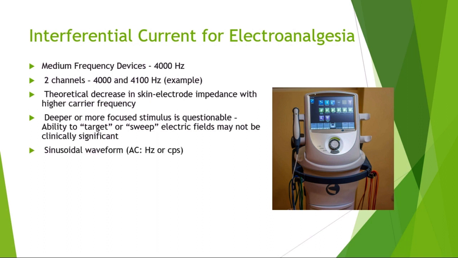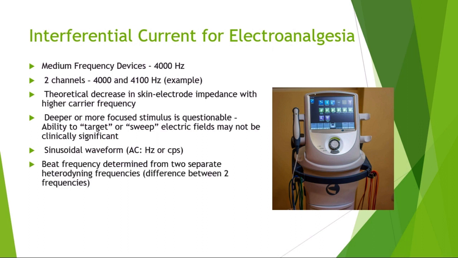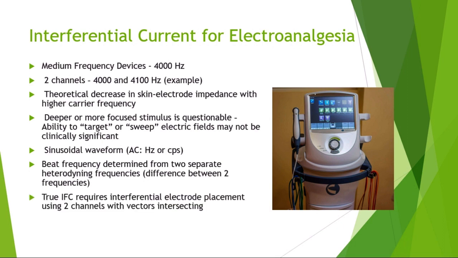It's that sinusoidal alternating current waveform, so we're talking about hertz or cycles per second rather than pulses per second. The beat frequency is determined from 2 separate heterodyning or conflicting frequencies, interfering frequencies. It's the difference between the 2 frequencies. So that's why you don't set your beat frequency or pulse duration in alternating current. It's inherent to the machine.